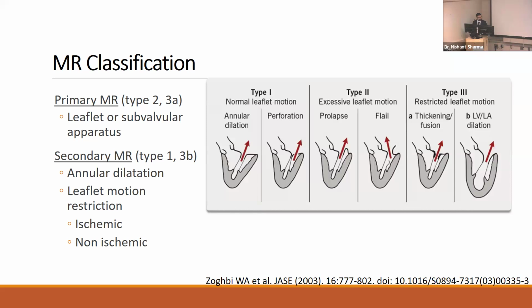Secondary MR, which is kind of type 1 and 3B, really relates to annular changes. So there's not a lot of anatomical issues with the leaflets, but you have annular changes that cause difficulties with coaptation and resulting in an MR. You can have subvariants, including issues with leaflet motion and restriction, which can be seen in ischemic and non-ischemic causes.